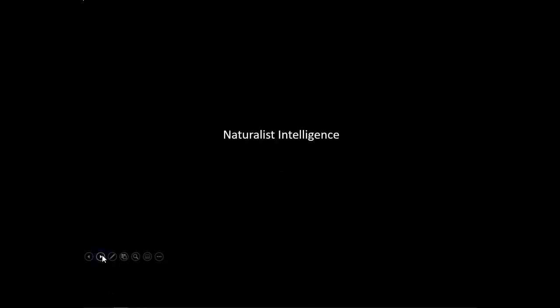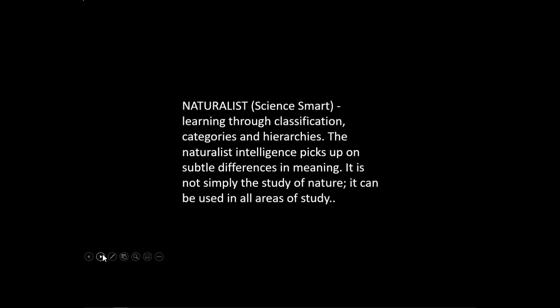Then there's the naturalist intelligence, or nature smart, or also called science smart, learning through classifications, categories, and hierarchies. These people tend to be naturally prone towards doing taxonomy, trying to sort into different species and that sort of thing. The naturalist intelligence picks up on subtle differences in meaning. It's not simply the study of nature. It can be used really in all areas of study.